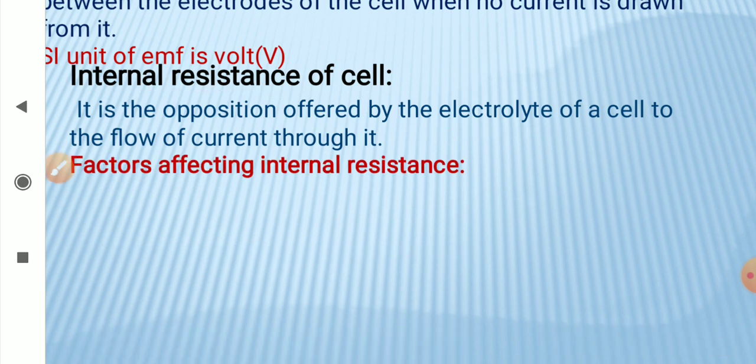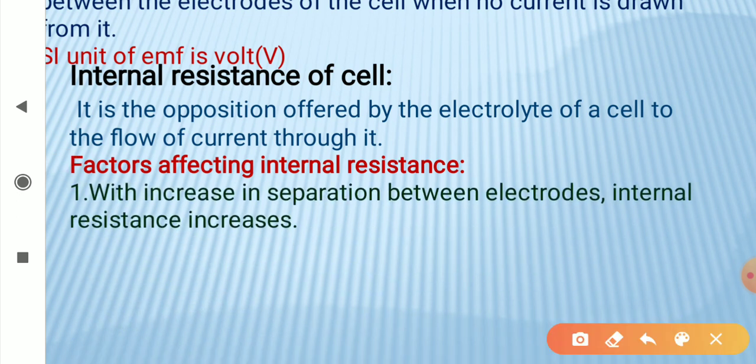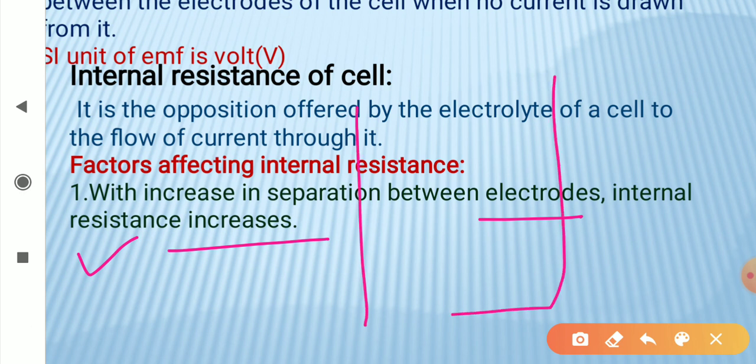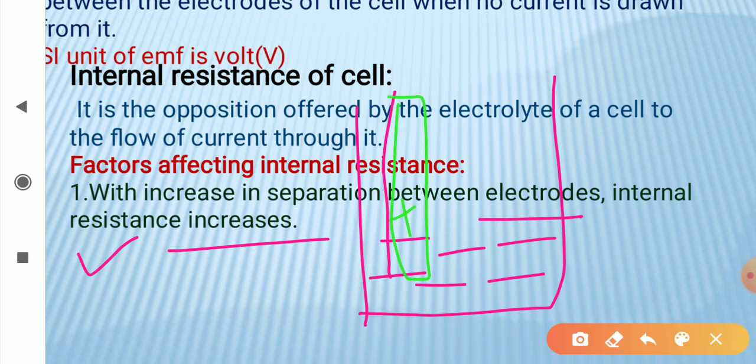Factors affecting internal resistance. Starting with the first factor itself, with increase in separation between electrodes, internal resistance increases. Now that you have already done cells, you know that a cell consists of electrolyte. It can be say sulfuric acid, ammonium chloride or any other, and you dip two electrodes inside it. Say one is positive, other one is say negative, right?